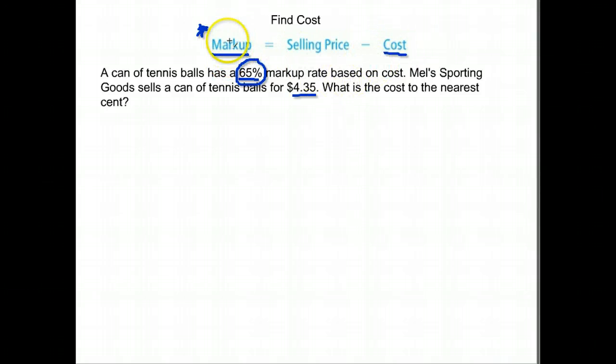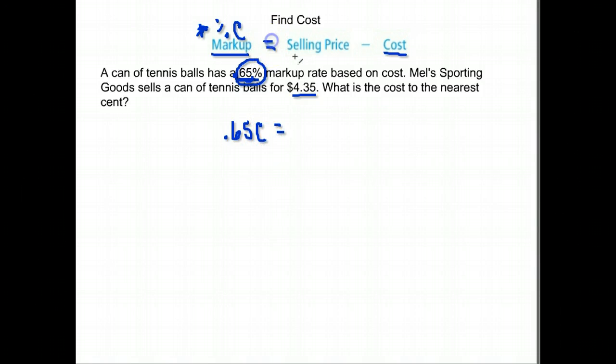We do know, however, that the markup is our percent of markup times the cost. So we can replace this part here. It's 65%. To use that, we have to move the decimal 2 places to the left, so what we have is 0.65. I'm going to make C the cost. If we knew the cost, that's how we would find our markup, 0.65 times that cost. We don't know it, so we just put a letter in its place.